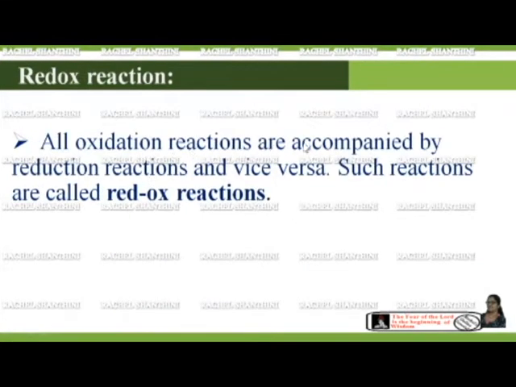All oxidation reactions are accompanied by reduction reactions and vice versa. Such reactions are called redox reactions. First, let us see about oxidation.